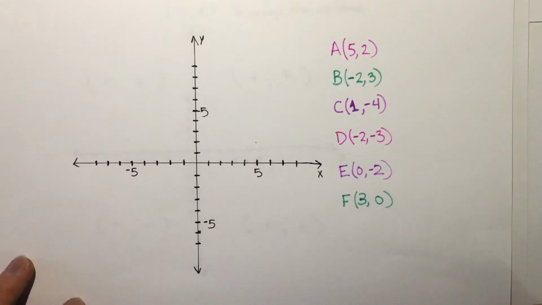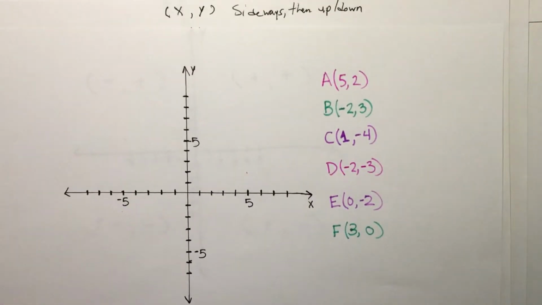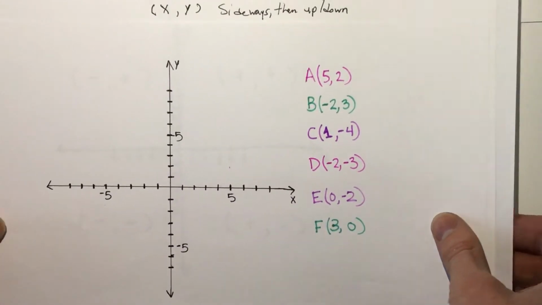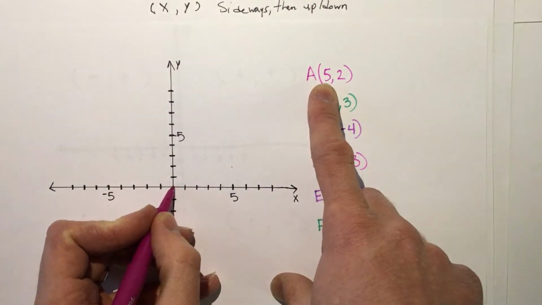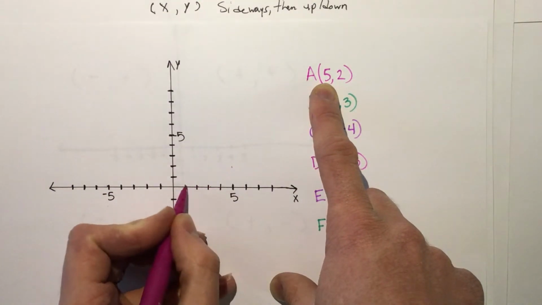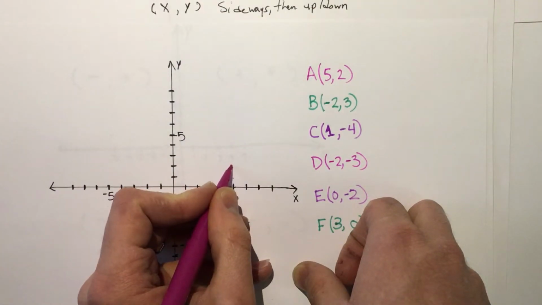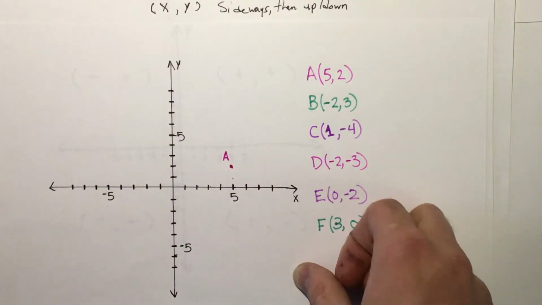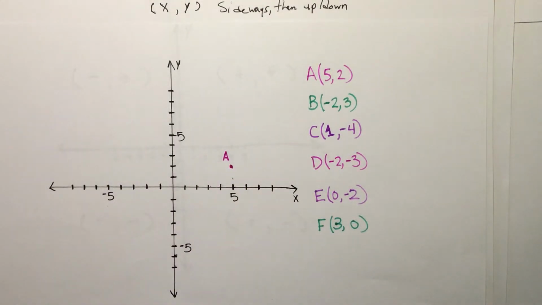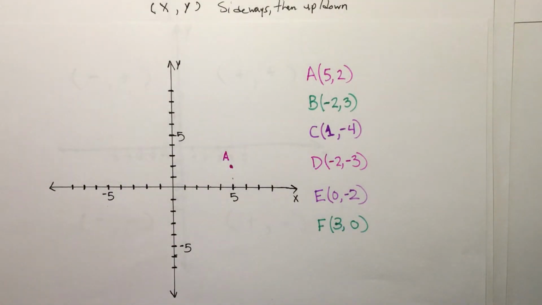So here we have 6 points that we need to graph, A through F. We'll look at these, and remember that it is sideways, then up and down. So point A is (5, 2). That tells us we're going to go to the right 5, 1, 2, 3, 4, 5, and up 2, 1, 2. And our point will go there, and we'll label that point A. So that is like graphing for any positive number. Now we just have a bigger graph.